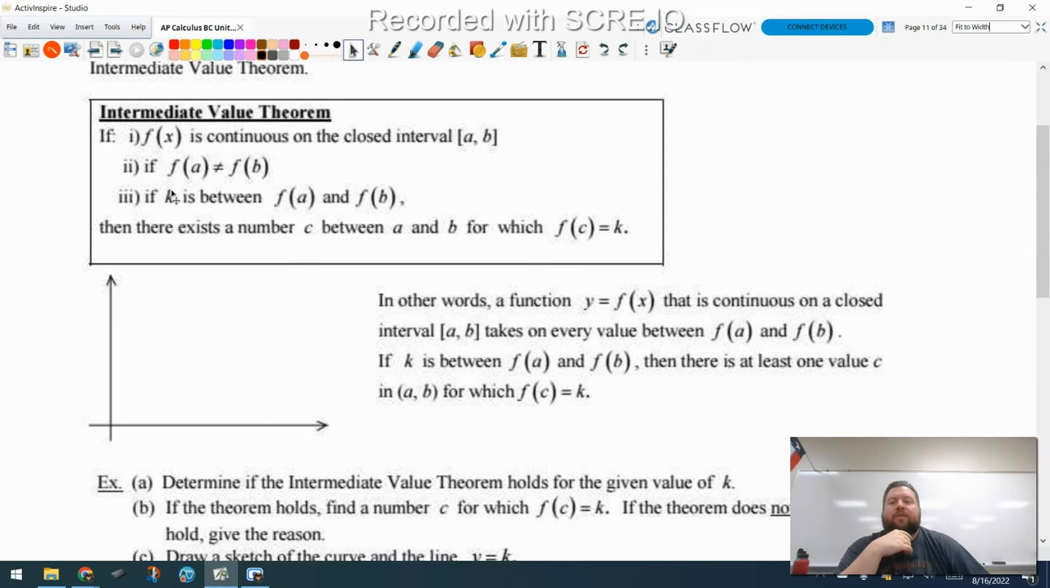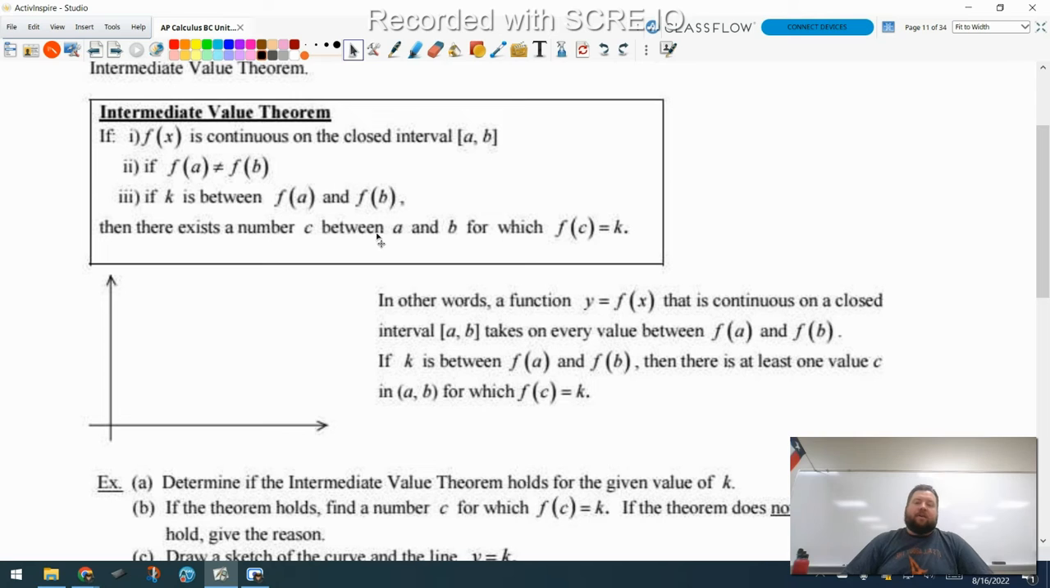And then they will tell you this k value. This is another y value right here, k, and it's going to be between the two y values you find. Okay, and so if all three of those things have happened, then this is the conclusion of the theorem. Then there exists a number c between a and b for which f of c is equal to k.